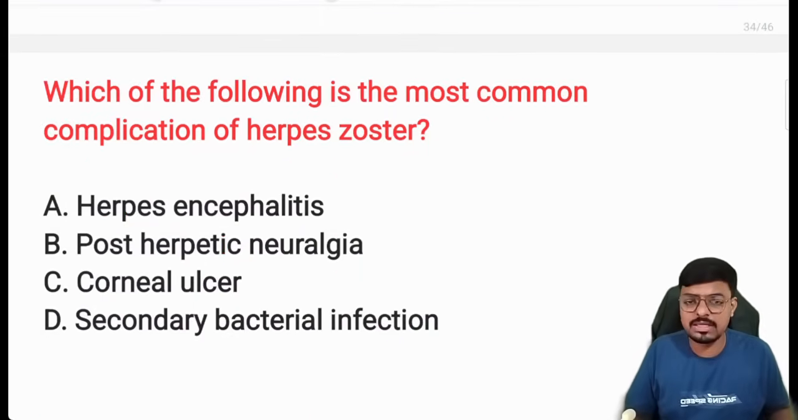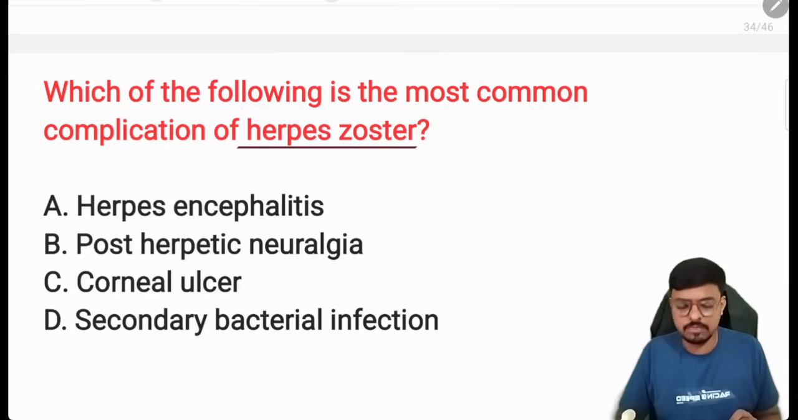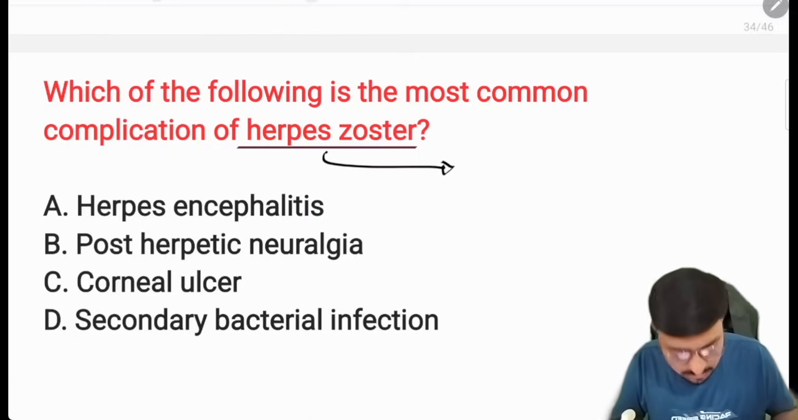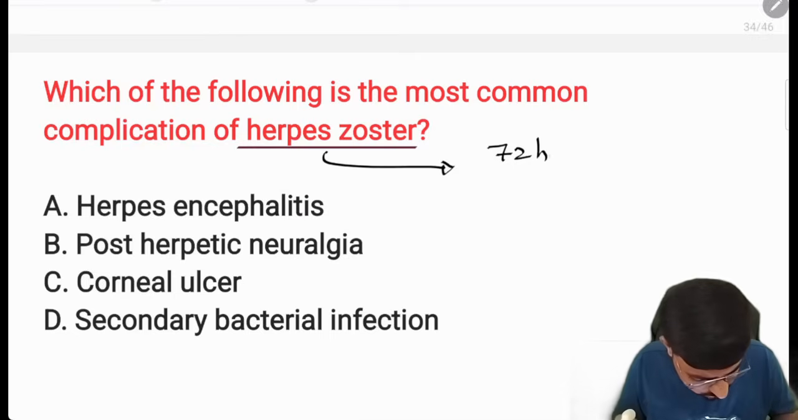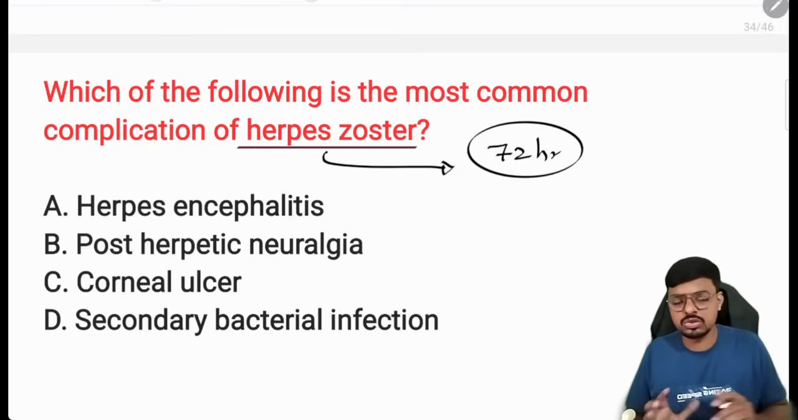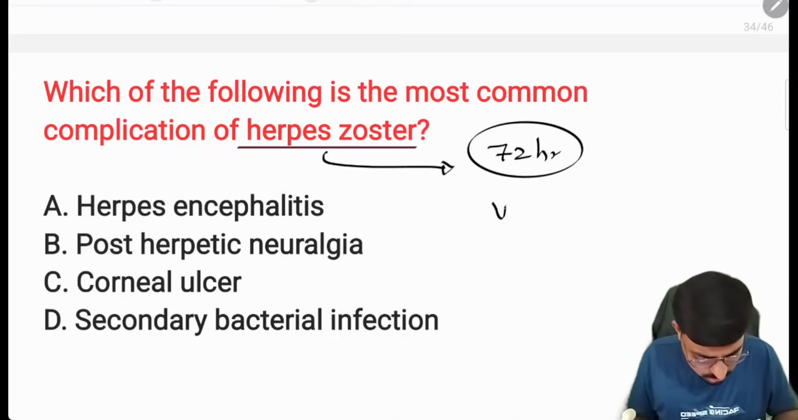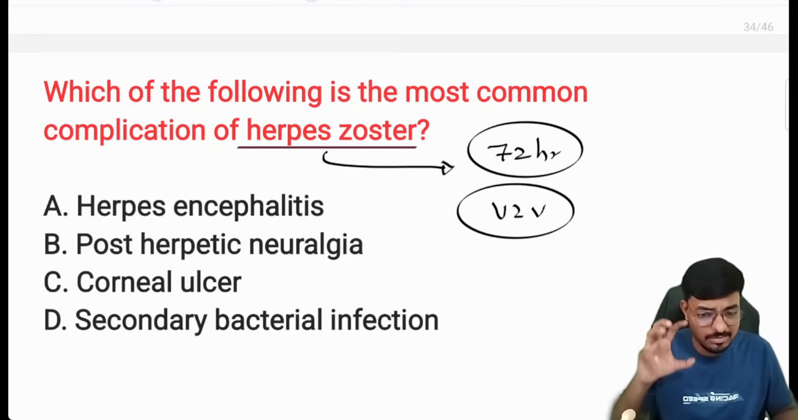Which of the following is the most common complication of herpes zoster? Students, remember one more very important concept. Whenever the patient gets a herpes zoster infection, we need to start the antiviral drugs within 72 hours. If we delay starting the antiviral drug beyond 72 hours, then even after giving the complete treatment, the varicella zoster virus will still get stored in the dorsal root ganglion. It will also be stored in the sensory nerves of the spinal cord, meaning it will damage the sensory nerves.